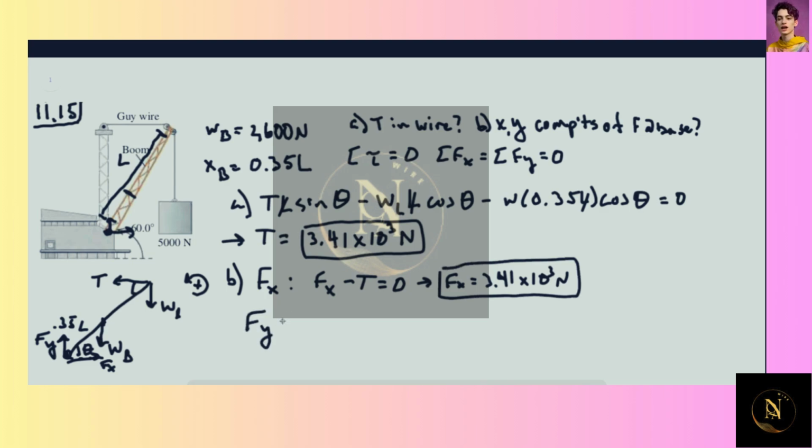Y direction, we have a couple more things. Well, actually, we have one more thing. Not even a couple. So the force that this is exerting in the y direction minus the weight of the load minus the weight of the boom has to be 0. And so the y component of this force is 7,600 newtons.